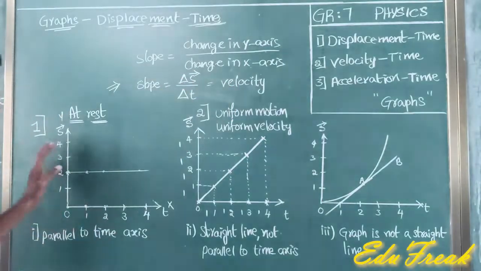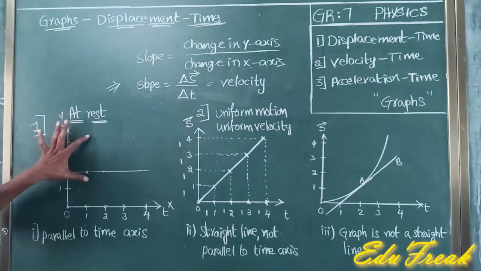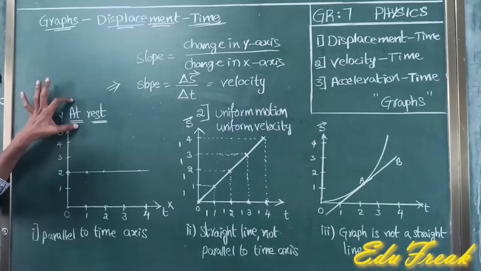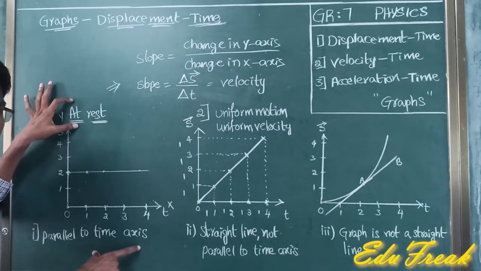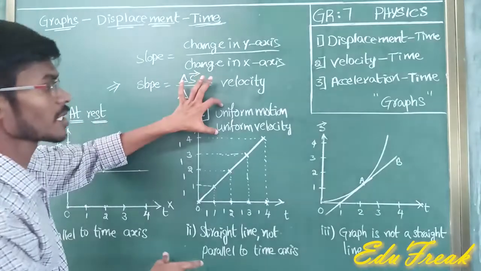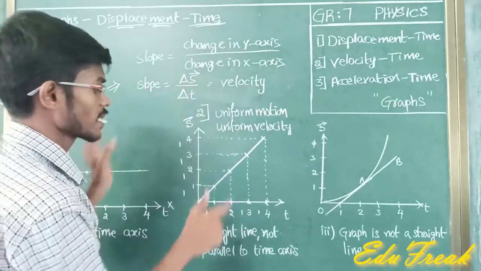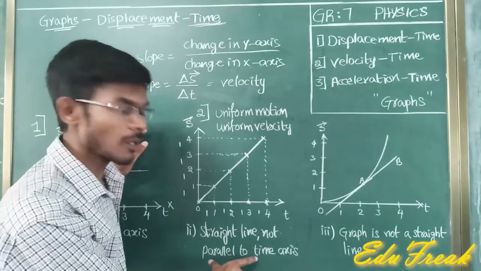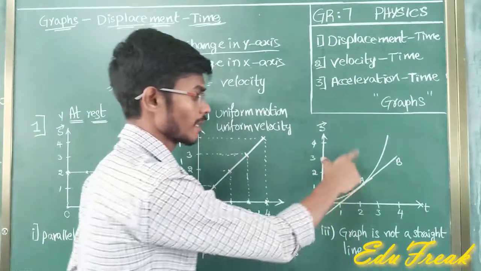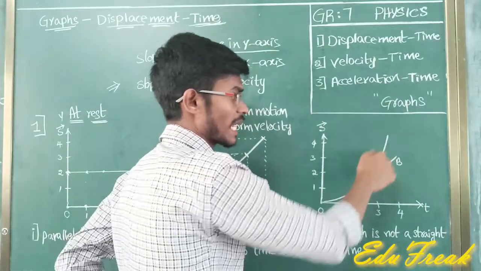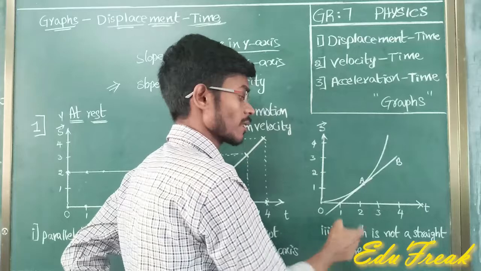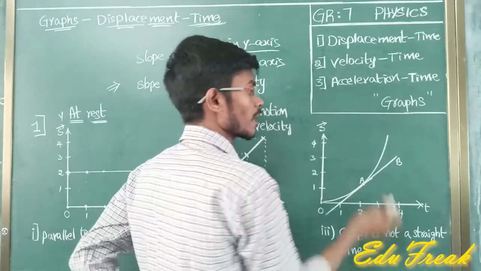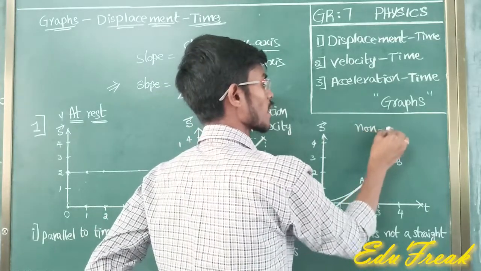Okay. Here in the displacement-time graphs, if the object is at rest, it is a straight line parallel to the time axis. If an object is in uniform motion or uniform velocity, it is a straight line which is not parallel to the time axis. And if the graph is not a straight line, or is a curved path, it represents non-uniform motion or non-uniform velocity.